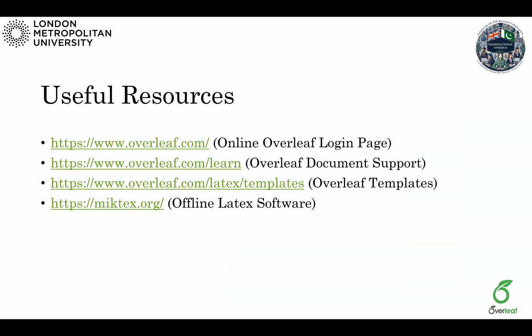The next one is the various supporting documents available from Overleaf, which is very helpful, and you will find everything you need there. And the third one is the templates. For example, like I said, different journals have different templates. I'll just show you quickly one or two of them. If you use that, they are already pre-instructed, so they have so much information already there. Okay. And the last one is an offline software.